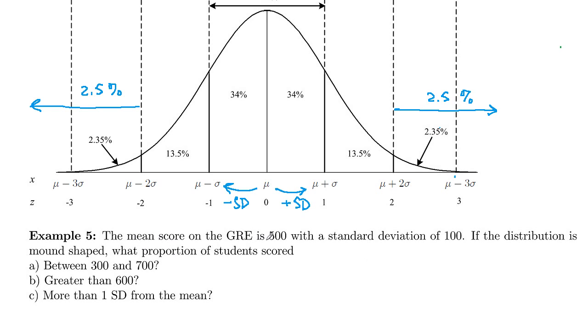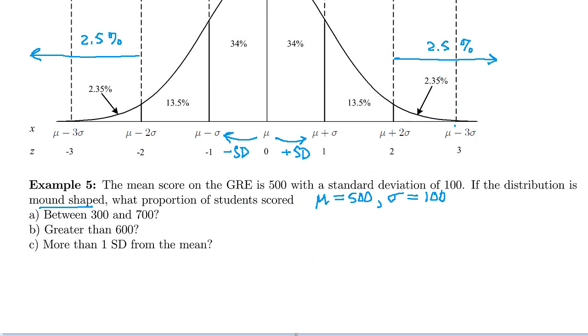So the mean score on the GRE is 500. So your mu is equal to 500 with a standard deviation of 100. So sigma is equal to 100. If the distribution is mound shaped, that means we can use the empirical rule. What proportion of the students scored between 300 and 700, greater than 600, and more than 1 standard deviation from the mean? So to solve these, what we can do is sketch our mound-shaped curve.